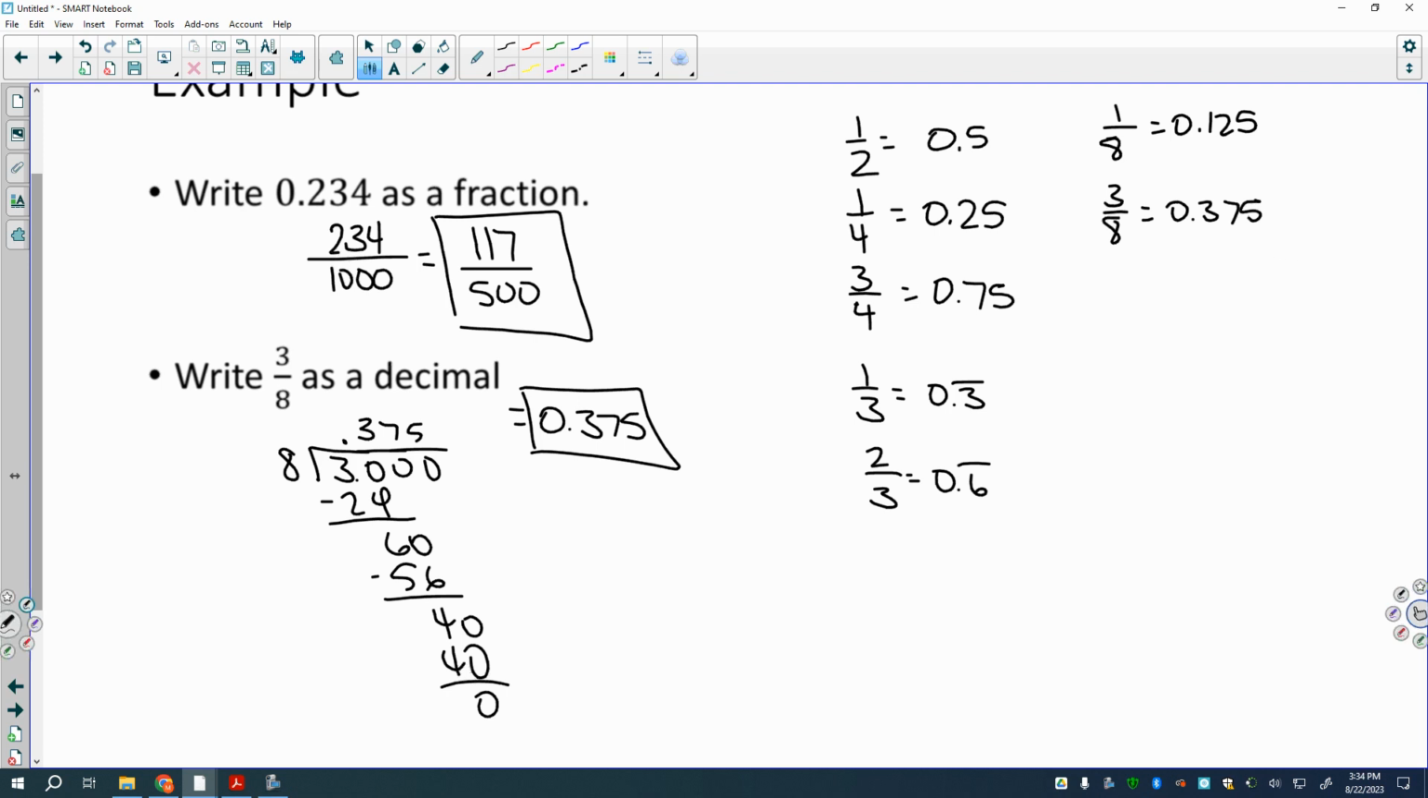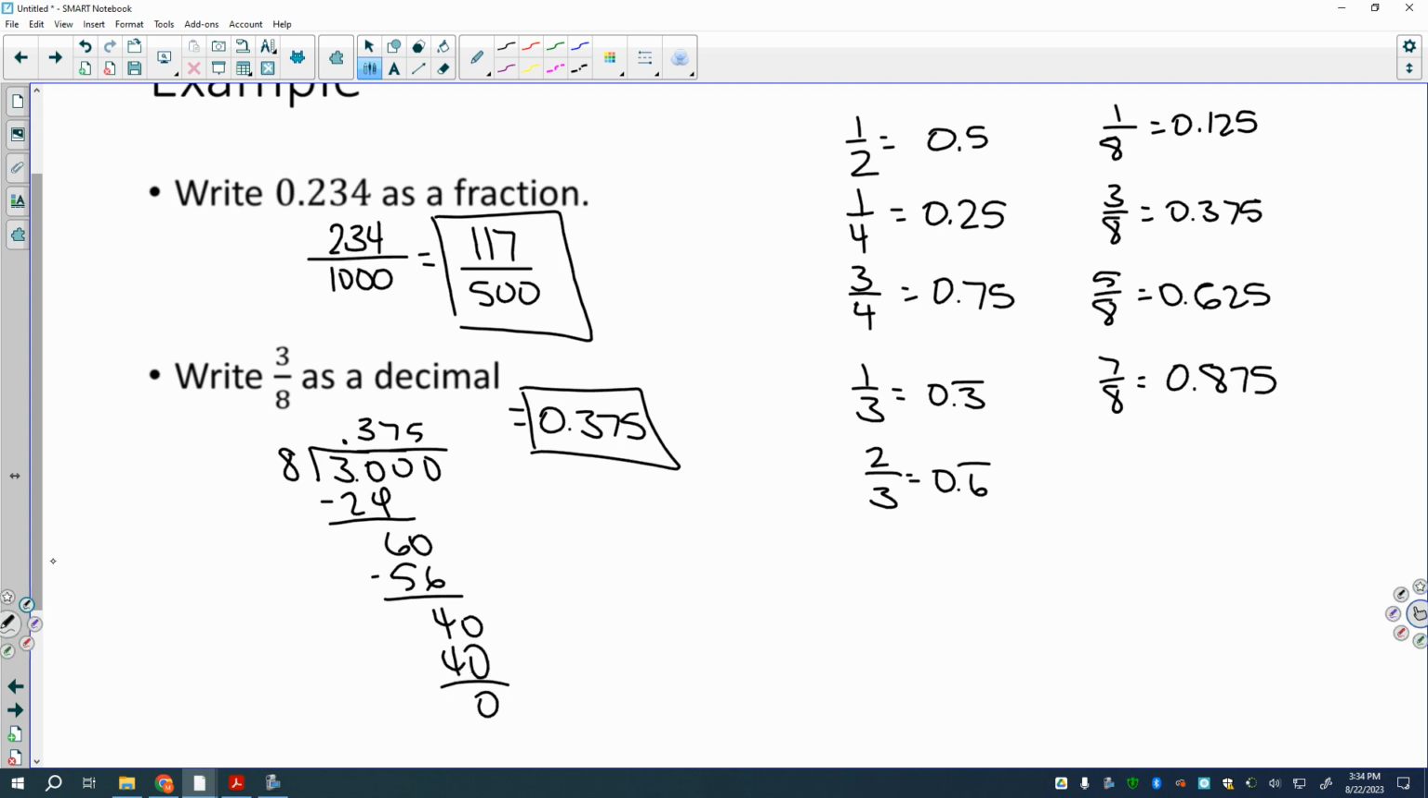4/8 is a half, so that's already there. 5/8 is 0.625. 6/8 is 3/4. 7/8 is 0.875.